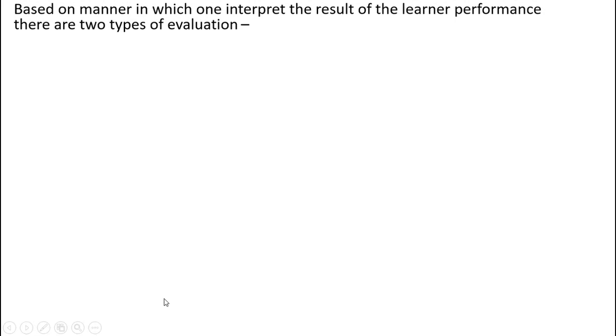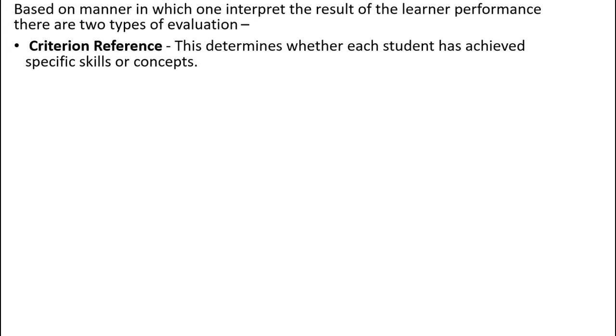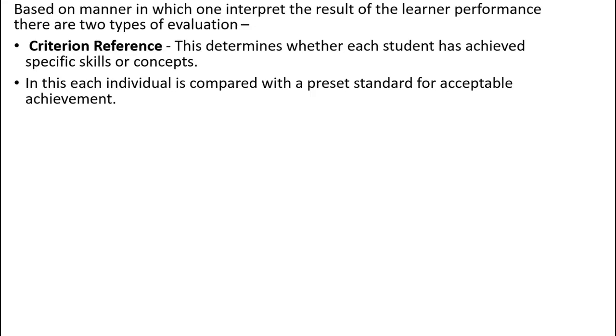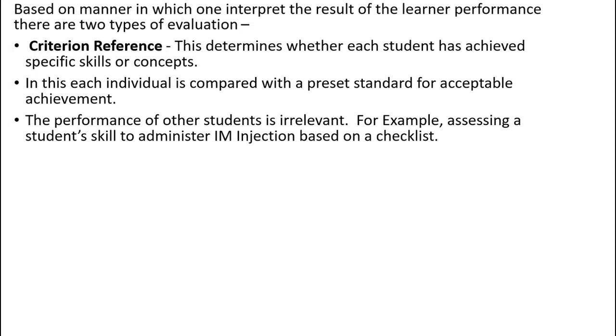Based on the manner in which we interpret the result of the learner's performance, there are two types of evaluation. The first is criterion reference, which determines whether the student has achieved the specific skill or components. In this, each individual is compared with preset standards and the performance of other students is irrelevant.